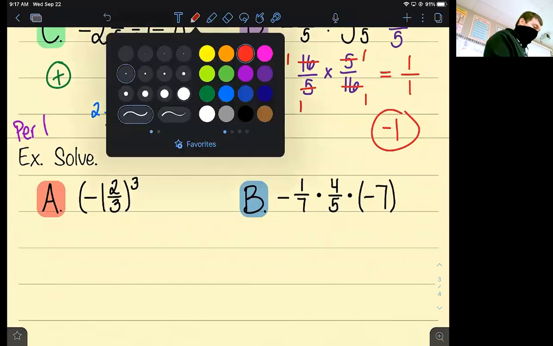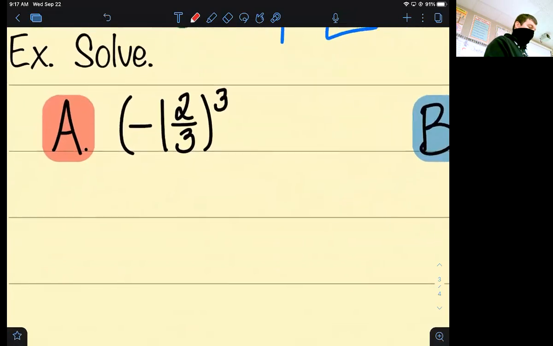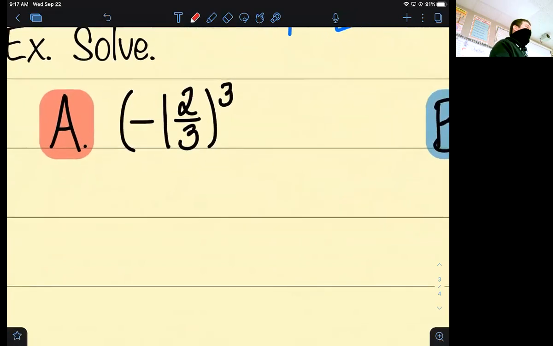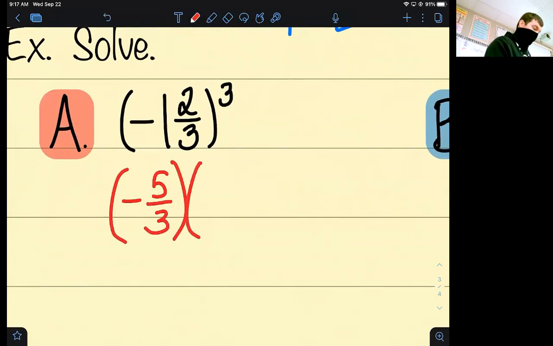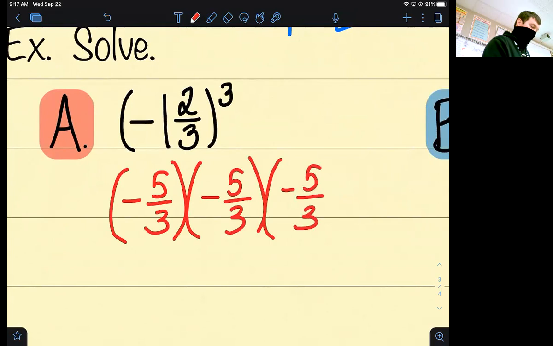All right, let's get into some more complicated problems. Can the exponent see the negative? It's there. So this is the same as -1 2/3. Actually, I'm just going to write it as -5/3. I'm okay doing that. You guys just convert it right now. Times -5/3 times -5/3. What's 3 negatives mean?